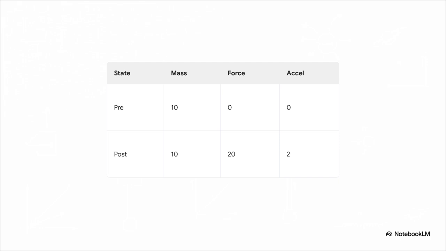Now consider the cart after an unbalanced push. The mass is still 10 kilograms, but now there's an unbalanced net force of 20 newtons applied to the right. The resulting acceleration? 2 meters per second squared to the right. The arithmetic is incredibly straightforward. 20 newtons divided by 10 kilograms equals an acceleration of 2 meters per second squared.